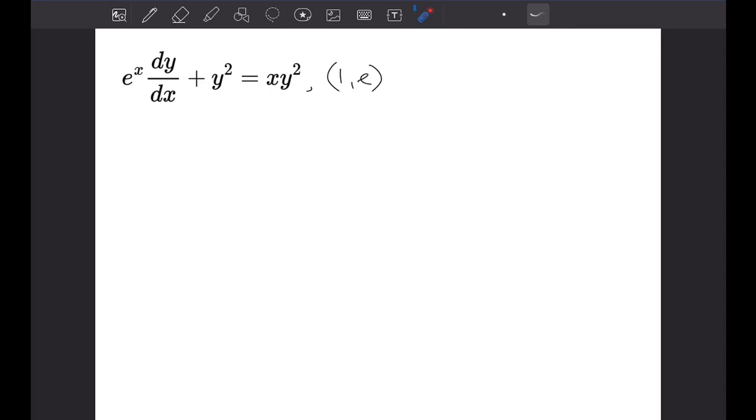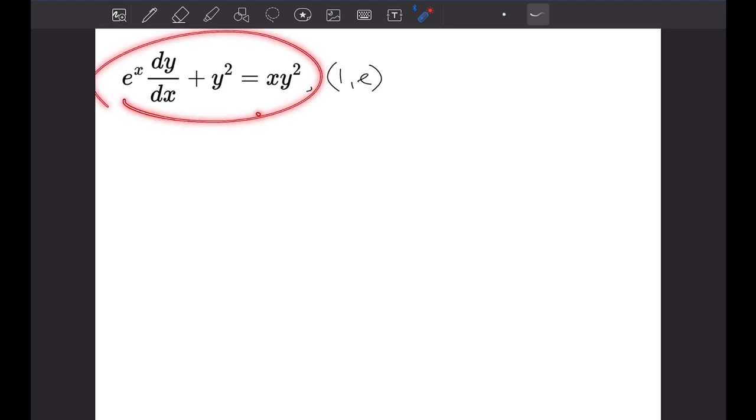Hello, nice little integral problem today. So we've got e to the x times dy/dx plus y squared is equal to xy squared. And we're told that it goes through the point (1, e). So that tells us that we can actually find a particular solution using our coordinates later on.